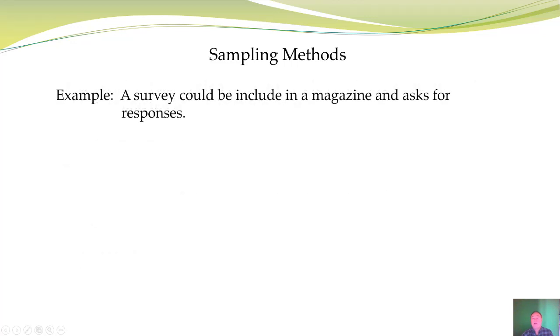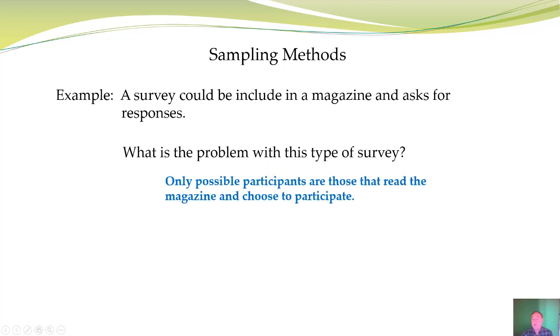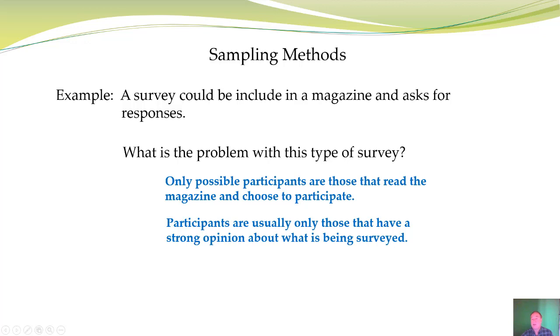An example, a survey could be included in a magazine and ask for responses. What is the problem with this type of survey? Only possible participants are those that read the magazine and chose to participate. Participants are usually only those that have a strong opinion about what is being surveyed.